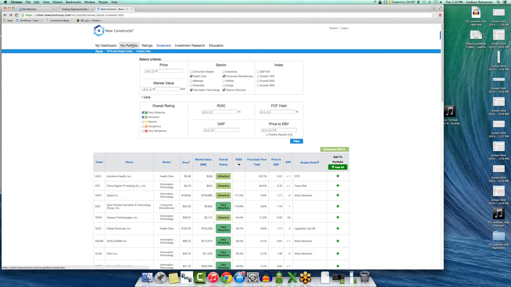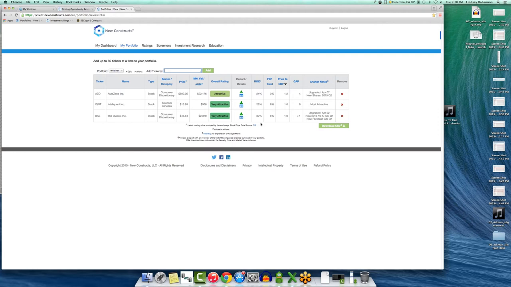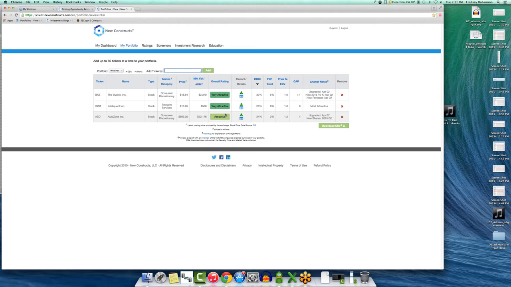Let's go to our portfolio. So here are the stocks that I've selected. And again, once I'm in this portfolio, I can sort by return on invested capital, free cash flow yield, price to economic book value, et cetera. So right now, I think I'm going to eliminate AutoZone. Just because it's attractive doesn't mean it's necessarily a substantially worse stock than IntelliQuint or the Buckle. But as I can see here, return on invested capital isn't quite as good. It's a little more highly valued. So the market's expecting a little more out of this company here based on the stock price. And the free cash flow yield isn't quite as good, so we're going to discount that one.